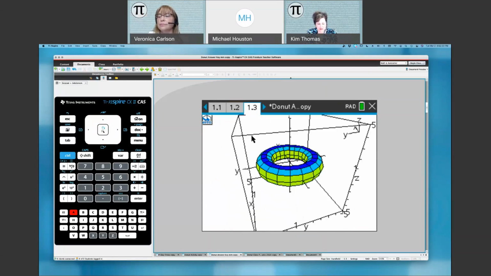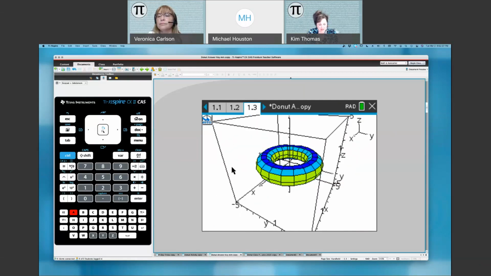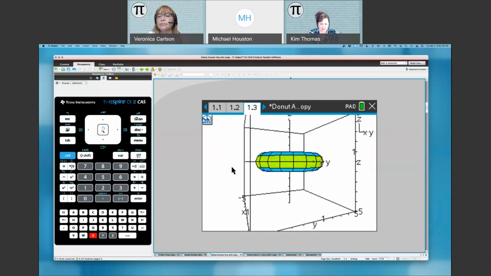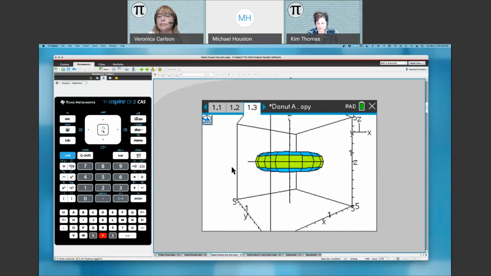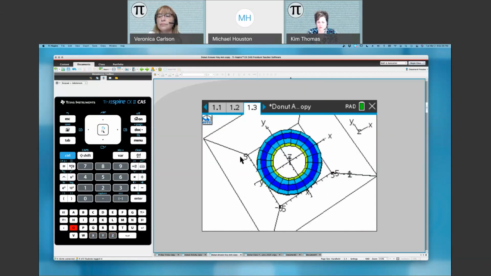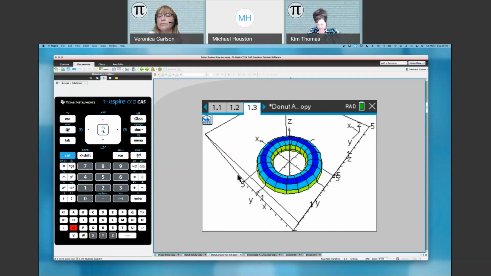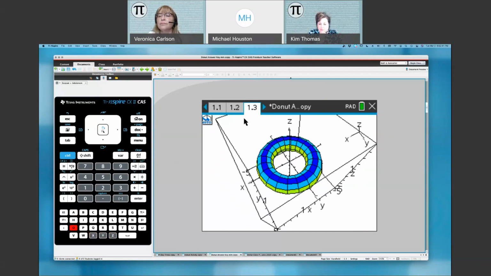So on my Nspire, if I hit my A, it'll auto rotate. I can hit my X, my Y, my Z, I can go back to the origin, and I can rotate this around, which is pretty cool. The fact that I can animate something on my TI-Nspire is really cool.